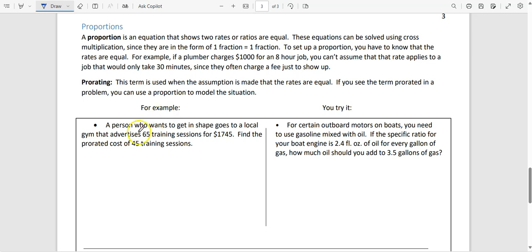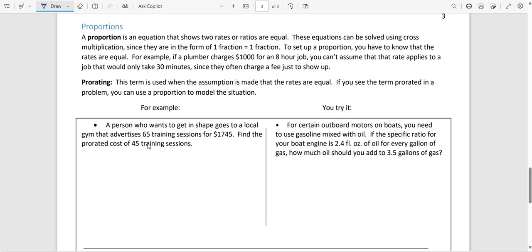For example, a person who wants to get in shape goes to a local gym that advertises 65 training sessions for $17.45. Question, find the prorated cost of 45 sessions.